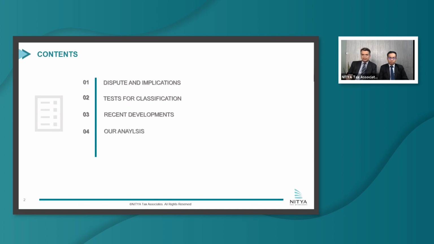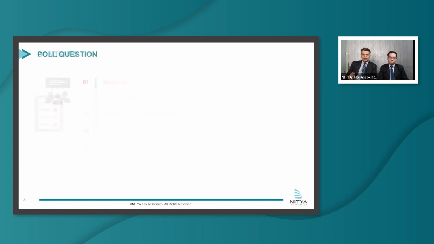Next would be our analysis of different parts. We'll be taking some sample parts and doing our analysis of how you determine a classification. And then the way forward, which would be relevant for both auto parts and non-auto parts, but considering the increasing implication for auto parts, more relevant for them in present times. Starting with the dispute and implications.